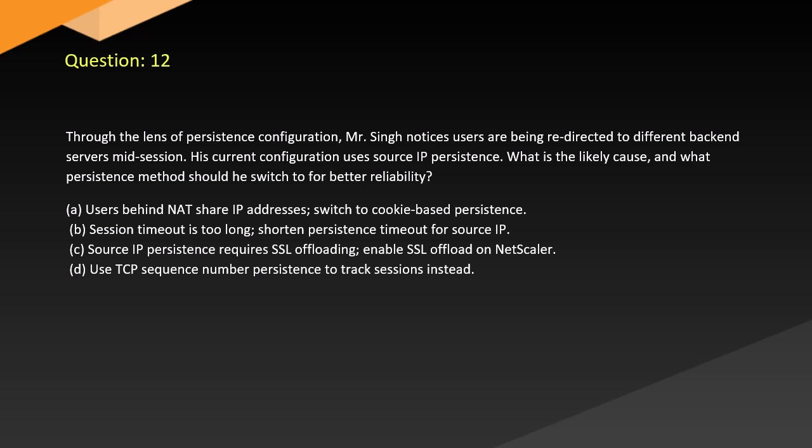A. Users behind NAT share IP addresses, so switch to cookie-based persistence. B. Session timeout is too long, so shorten persistence timeout for source IP. C. Source IP persistence requires SSL offloading, so enable SSL offload on NetScaler. D. Use TCP sequence number persistence to track sessions instead.